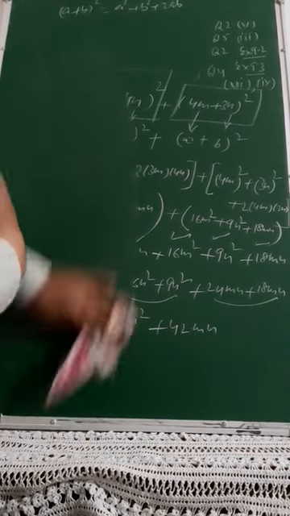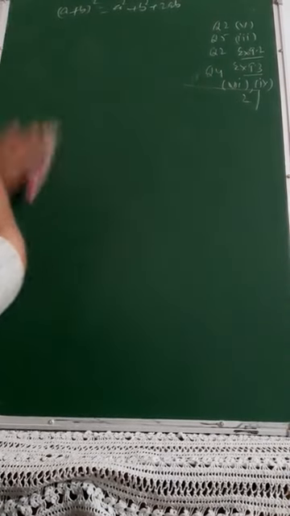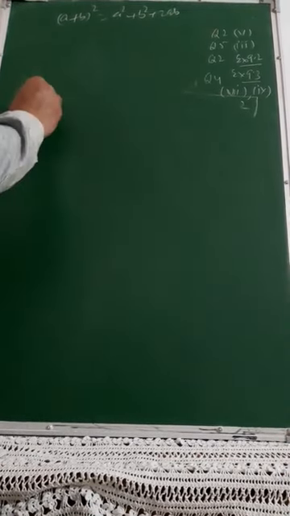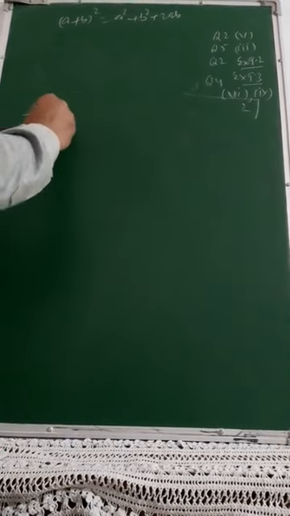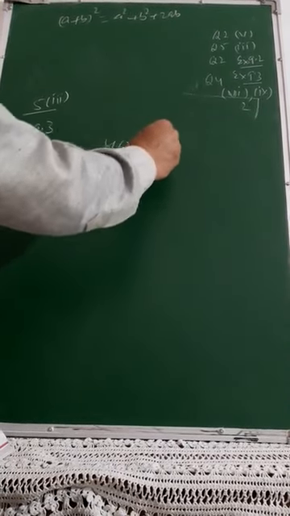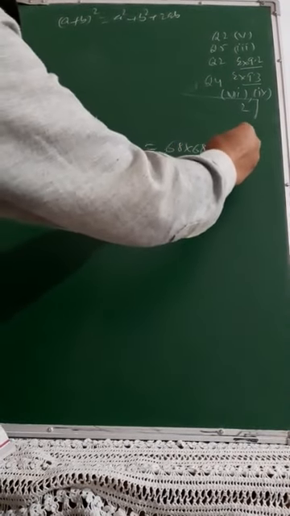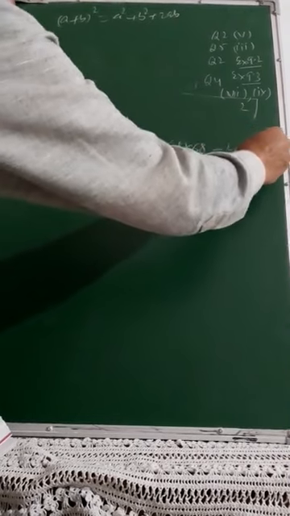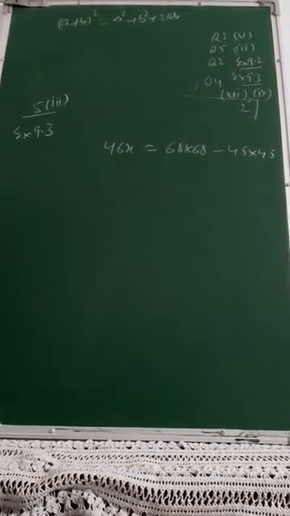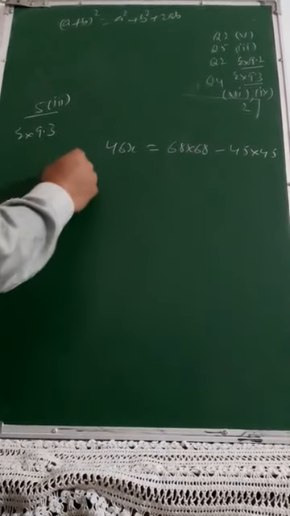So 2 parts already I have solved for you. Let us see how to solve the third part of question number 5. Question 5, exercise 9.3, part number 3. Question is, find the value of x if 46x is equal to 68 into 68 minus 45 into 45. See, these all are the questions which are identity based. You are not allowed to go for the usual multiplications anywhere.